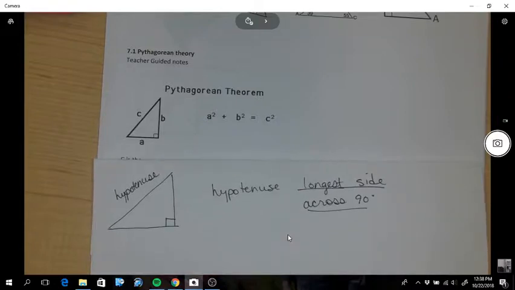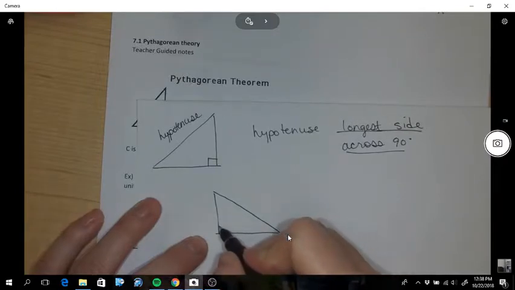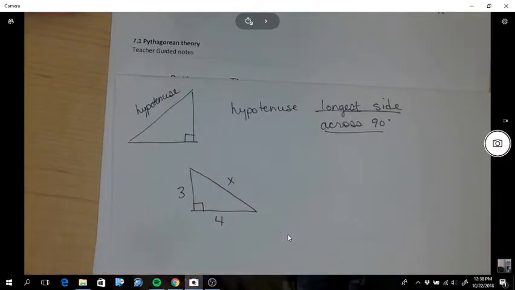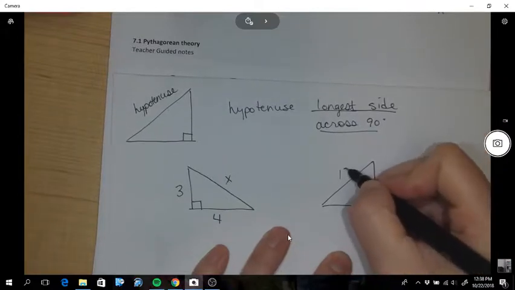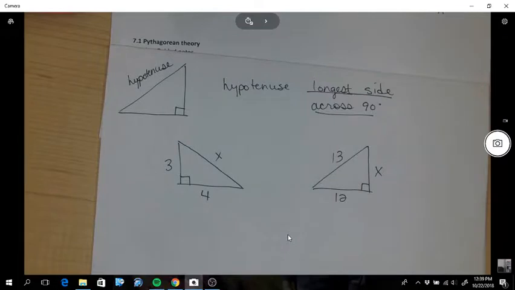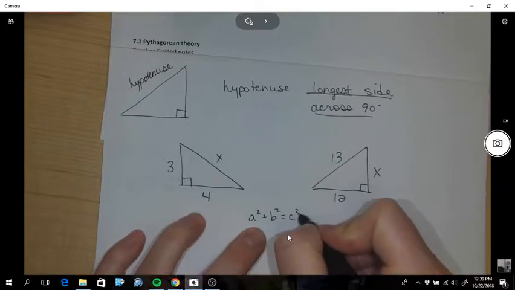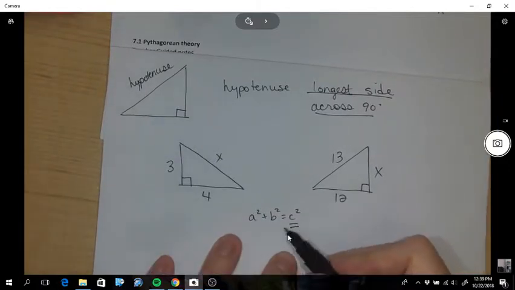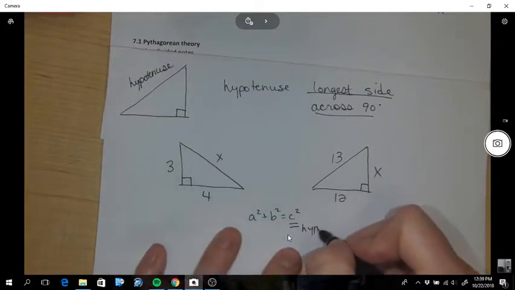Okay, so here's the formula. If I'm given two sides and want to know the third side, you use the Pythagorean theorem. So it says a squared plus b squared equals c squared. Now the most important thing to know is that I don't care about the a and b. I could go this side plus this side, but the c squared has to be the hypotenuse.